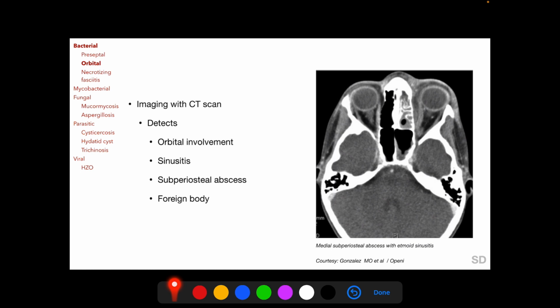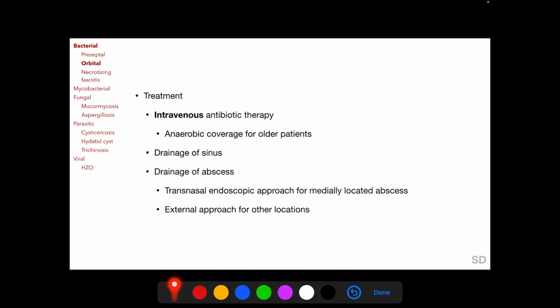In orbital cellulitis, imaging with CT scan can show orbital involvement, adjacent sinusitis, subperiosteal abscess, as well as a foreign body when the orbital cellulitis originates from a trauma. Whereas most cases of preseptal cellulitis can be adequately treated with oral antibiotic therapy, intravenous antibiotic therapy is required for all cases of orbital cellulitis, and this is very important to remember. And older patients will also require an anaerobic coverage because orbital cellulitis in older patients can be polymicrobial.